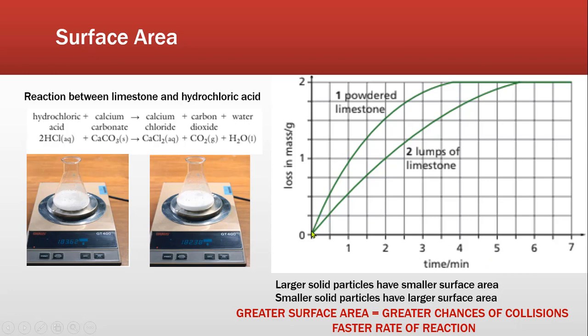So this graph, it's something that you will be seeing a lot, right? And the key thing here is the shape of the graph. When a graph is more steep than the other, that means the rate is faster. A more shallow graph would mean a slower rate.